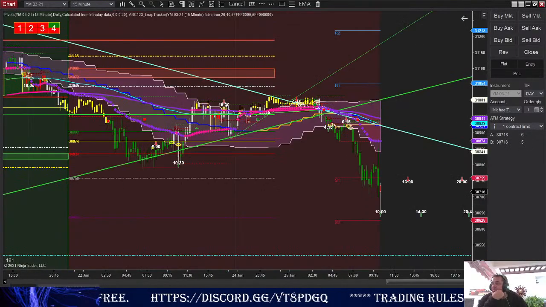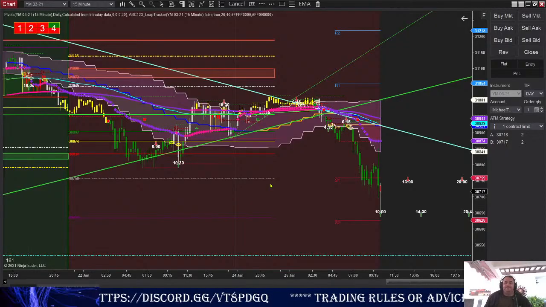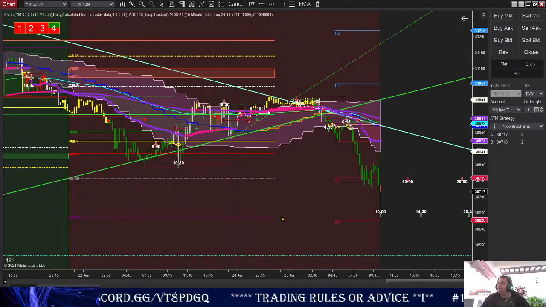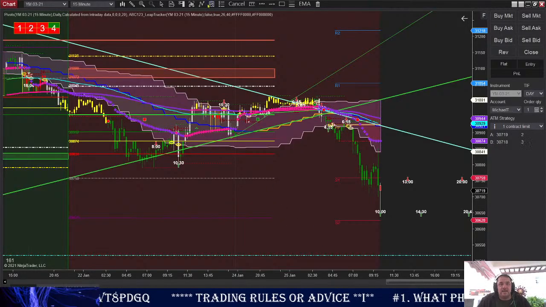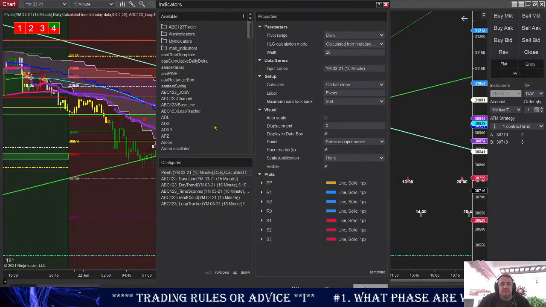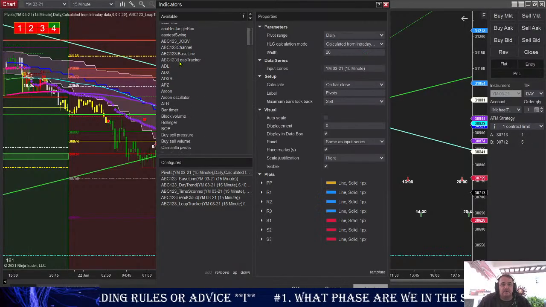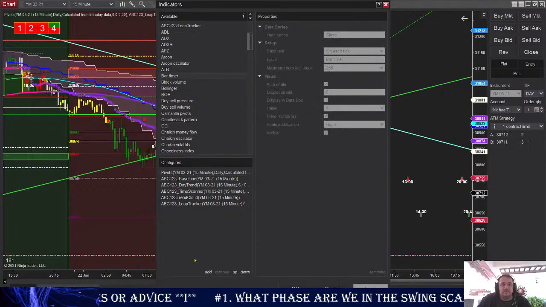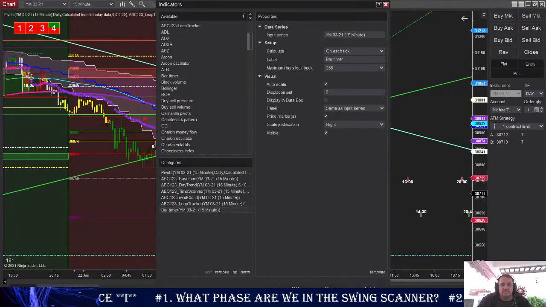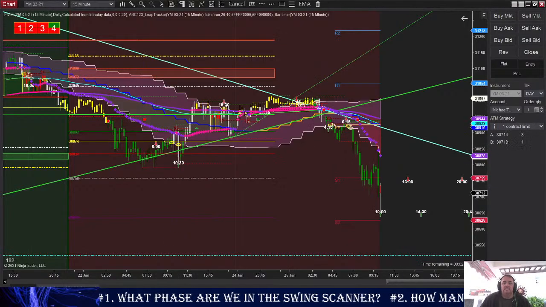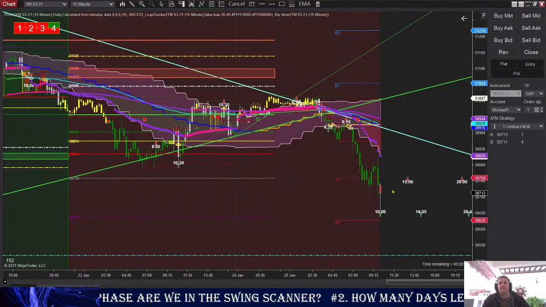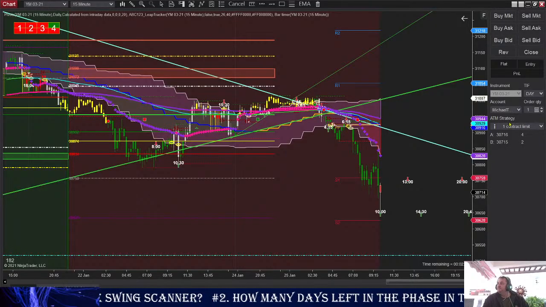You know what I need to do? I need to add one indicator, just bar timer. Bar timer. There we go. Just to know how many minutes are left from that 8 o'clock signal coming up.